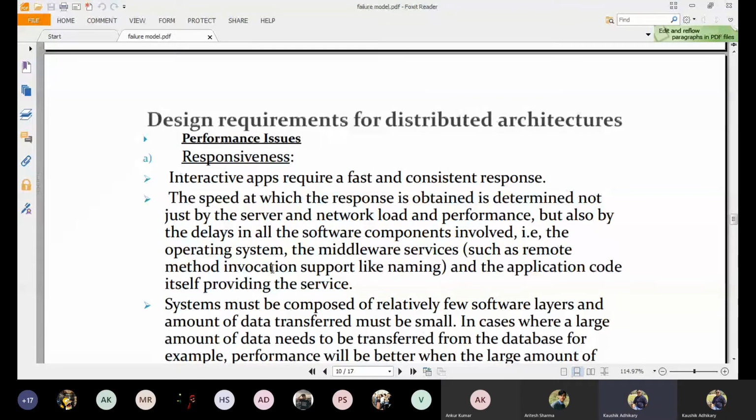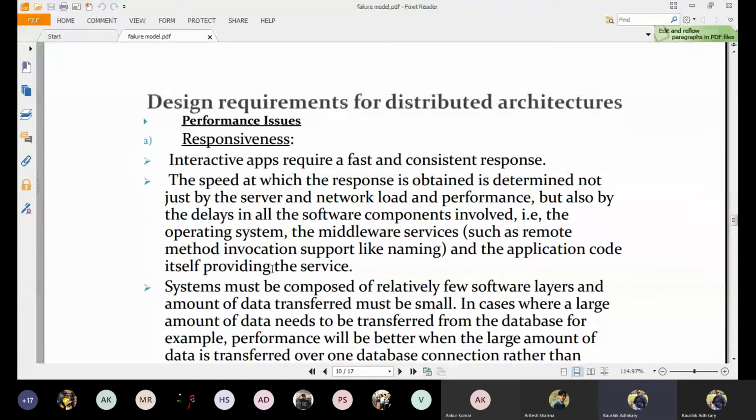Now I will discuss the different design requirements for distributed architectures. So what are the design requirements? First is the performance issues. Means we try to maximize our performance. How can we maximize the performance of a system? So first will be responsiveness. How quickly our receiver can respond.